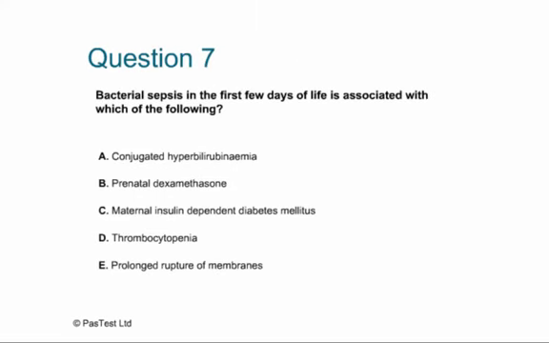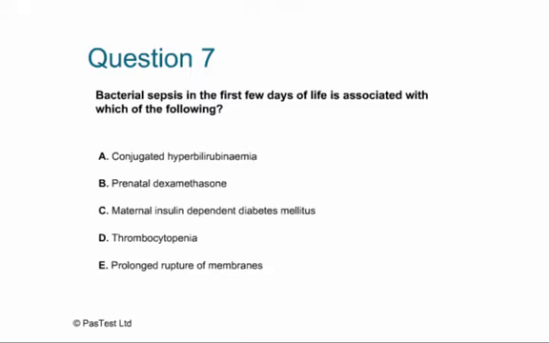Bacterial sepsis in the first few days of life is associated with which of the following? A. Conjugated hyperbilirubinemia. B. Prenatal dexamethasone. C. Maternal insulin-dependent diabetes. D. Thrombocytopenia. Or E. Prolonged rupture of membranes.